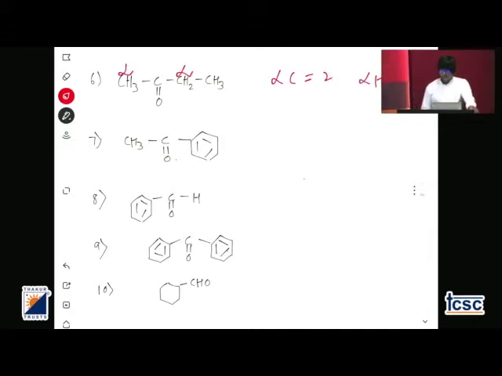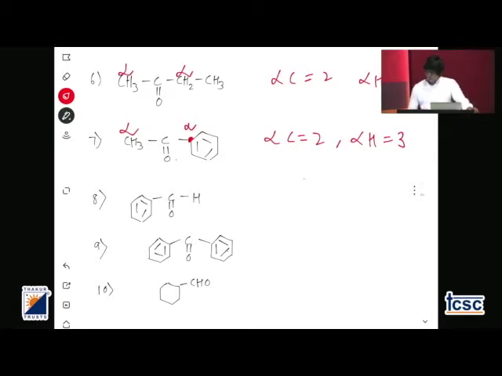Yes. The seventh structure, this is known as acetophenone. Acetophenone has got 2 alpha carbon atoms. Be a little careful with this carbon. This carbon is alpha carbon, all right, but it has no alpha hydrogen. So the number of alpha carbon atoms here would be 2, but the number of alpha hydrogen would be 3.